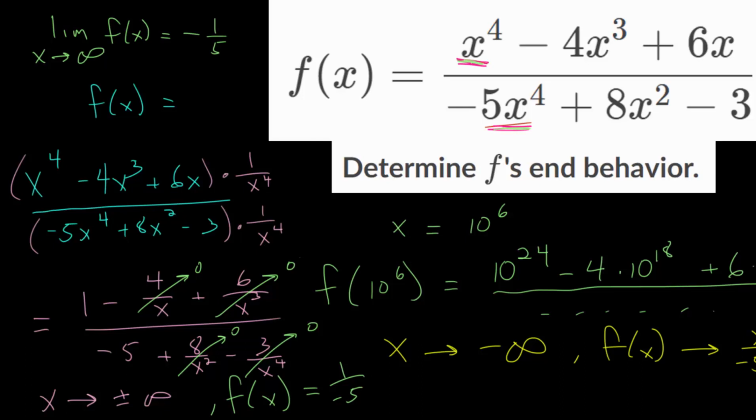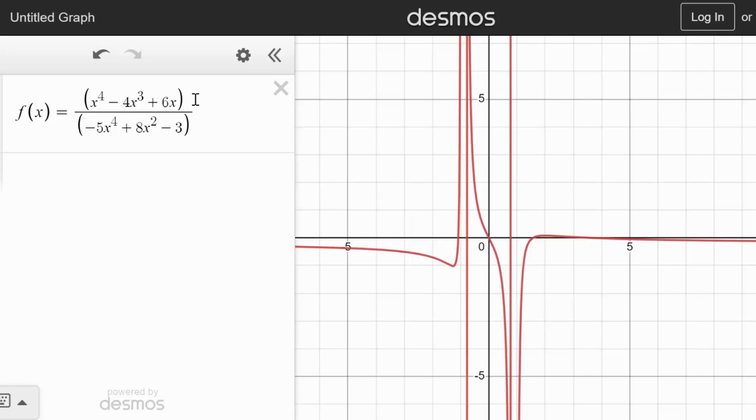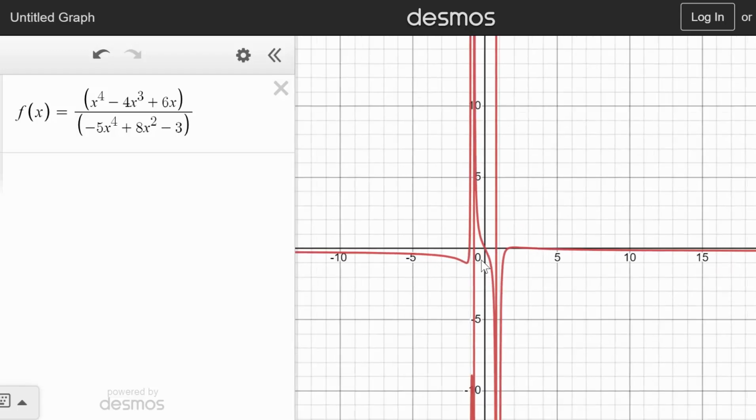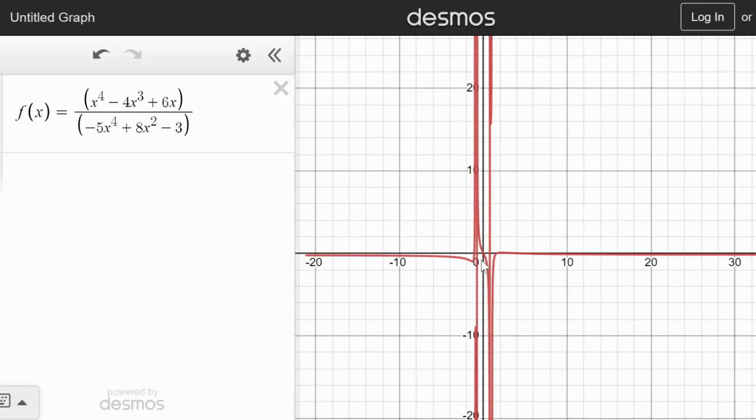Now, one way that we can actually check this is by plotting this function on Desmos or some type of graphing calculator and actually looking at higher and higher x values or more and more negative x values. So let me quickly show you what this looks like on Desmos. And we can see that we have our function here, f of x, this rational function, and its graph right here. Now, if I zoom out, we can get a different picture of this. And we're looking at the end behavior.